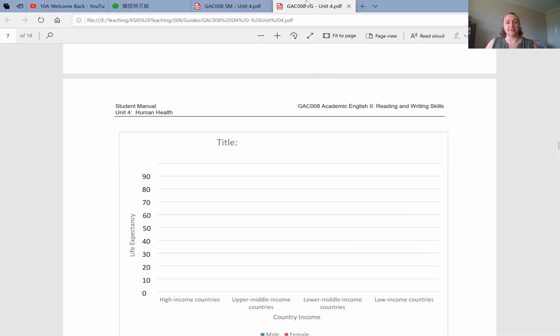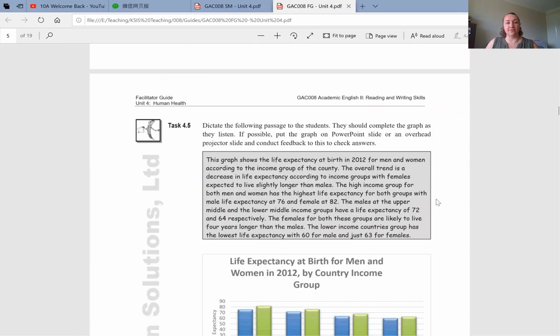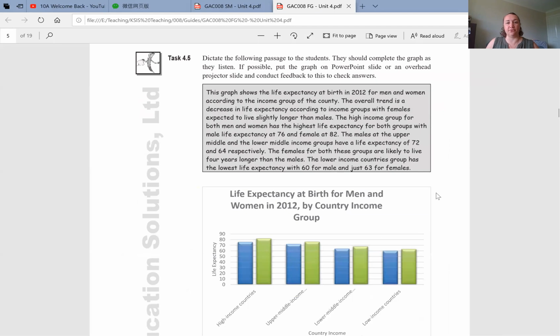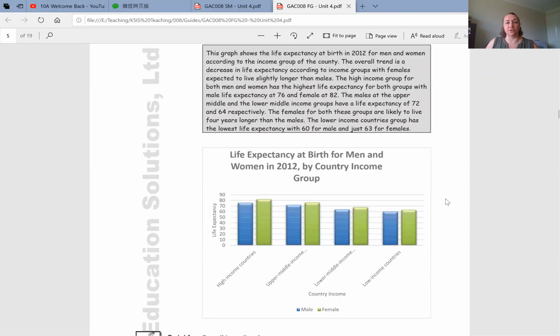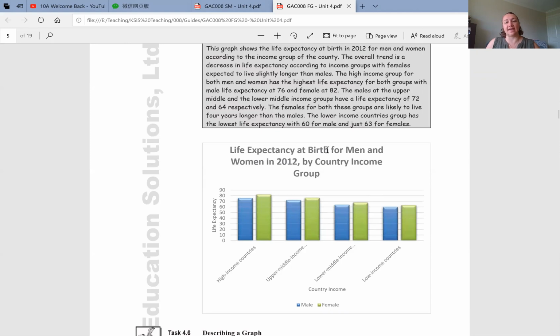Okay, all right, so let's have a look at the answers that they've given. So this is the information that I've just read for you, and this is what the graph should look like. So they've called it life expectancy at birth for men and women in 2012 by country income group. So the high income countries we can see in blue here would be male, and they've got it at 74. And then female slightly higher, male, female slightly higher, male, female slightly higher, and they're very close here, okay? So if you've got something similar to this, you did a very good job.